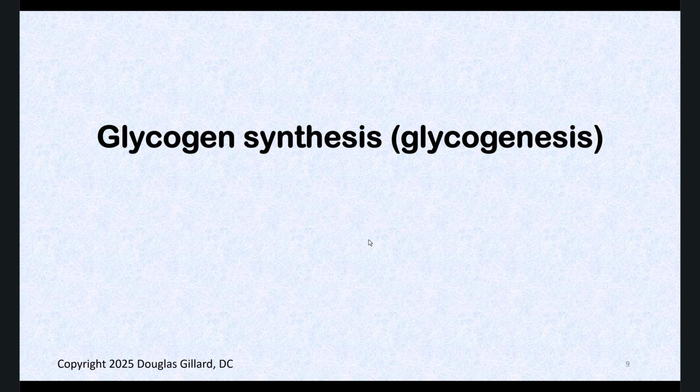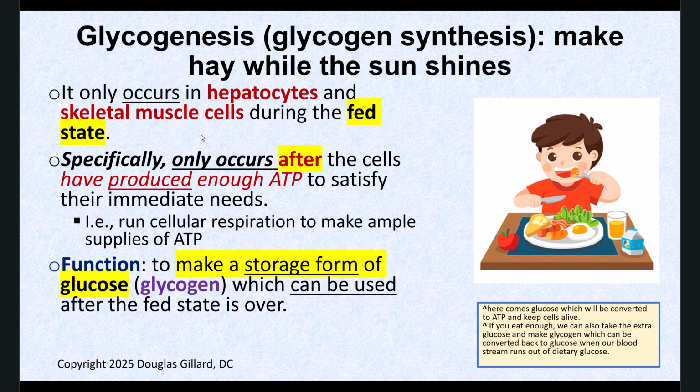All right, so let's look at glycogen synthesis first. It occurs in the hepatocytes and the skeletal muscle, but we said we can't share that, so I'm not going to say a whole bunch about it. We won't get into the mechanisms. We're going to focus on the hepatocytes because that's what can release glucose into the blood after our 4-hour meal goes away. So it specifically occurs after the cells have produced enough ATP to satisfy their own needs.